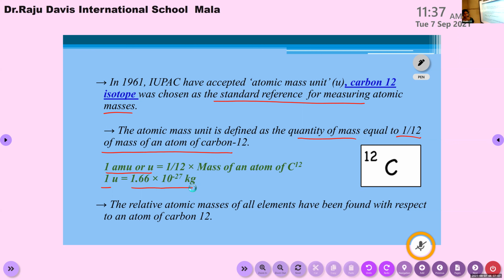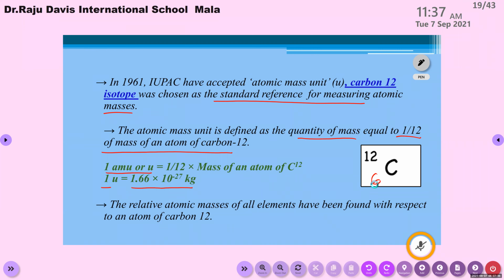So it's clear, children? Here, carbon with atomic number 6 and mass number 12 is taken as the standard reference. So the relative atomic masses of all elements have been found with respect to an atom of carbon-12. Have you completed? Yes, ma'am.